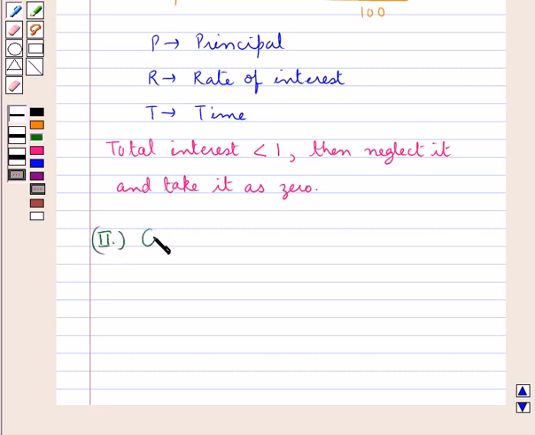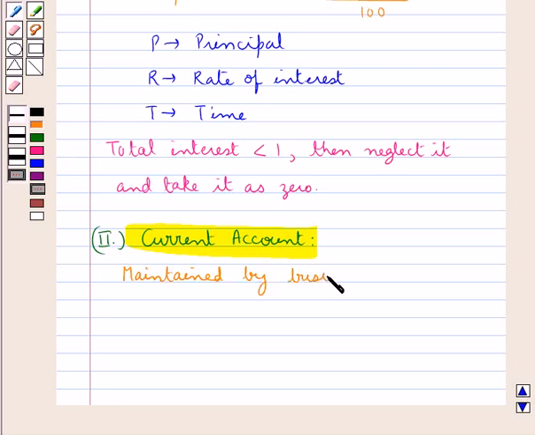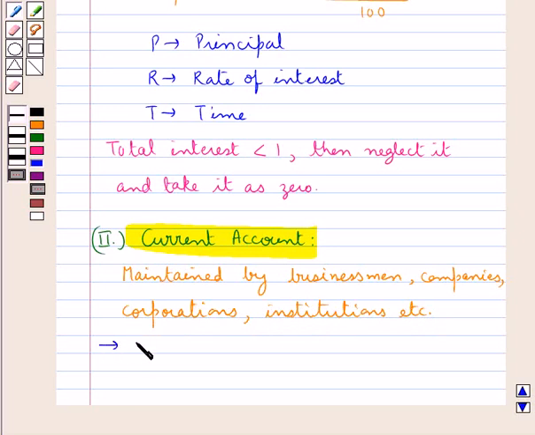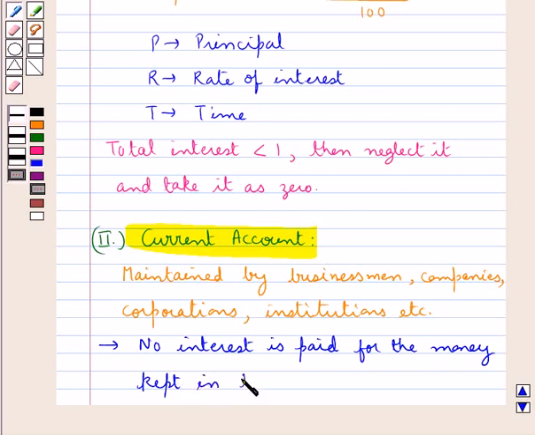Next type of account that we have is a current account. Such type of an account is maintained by the businessman, companies, corporations, institutions, etc. And in such an account, no interest is paid for the money kept in the account.